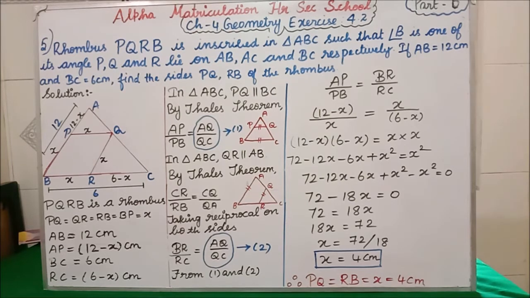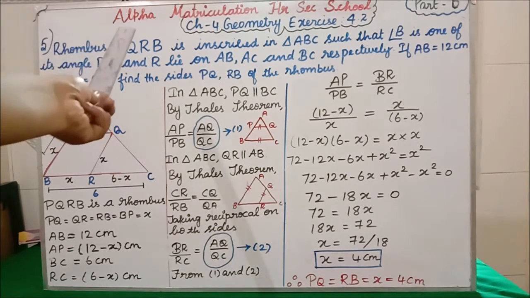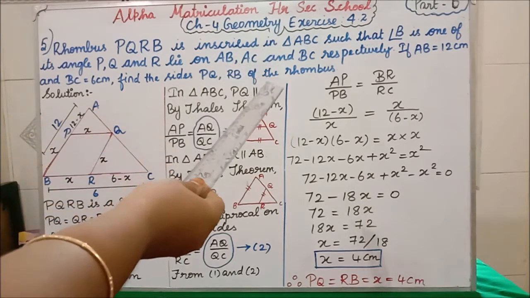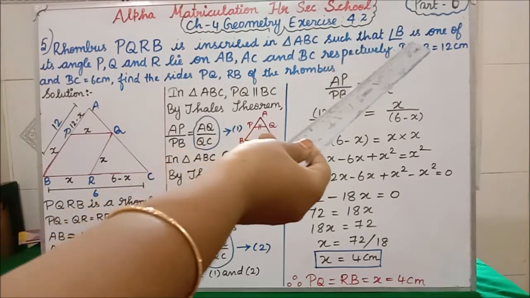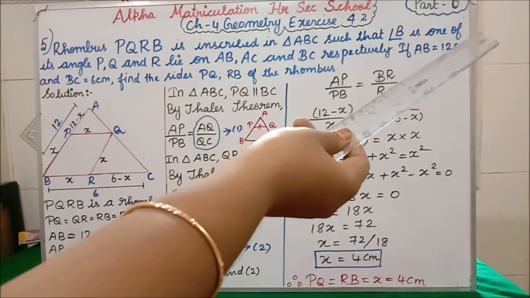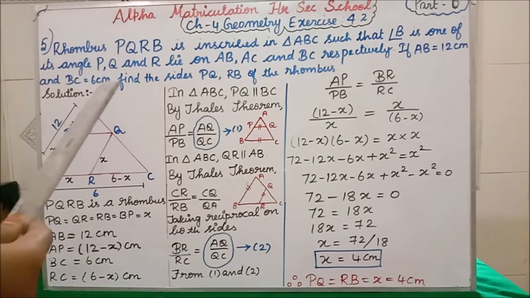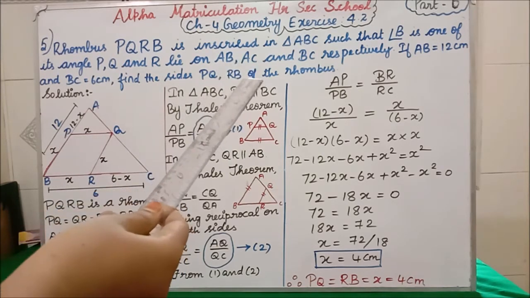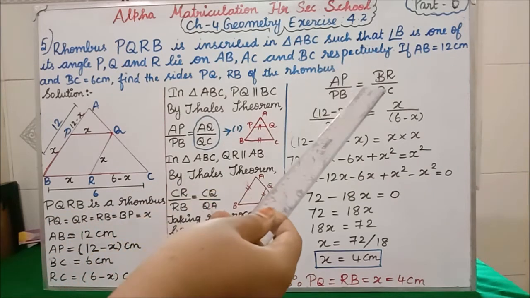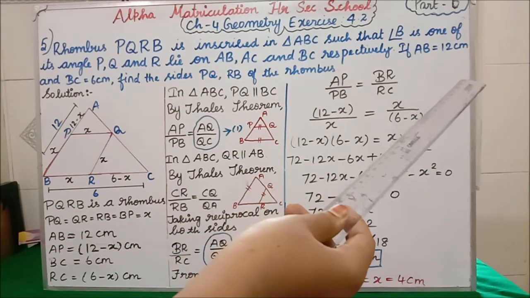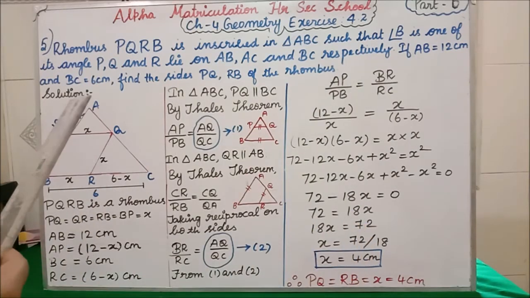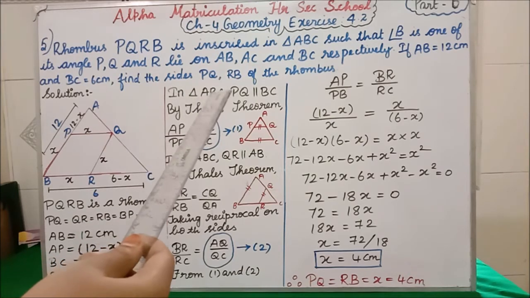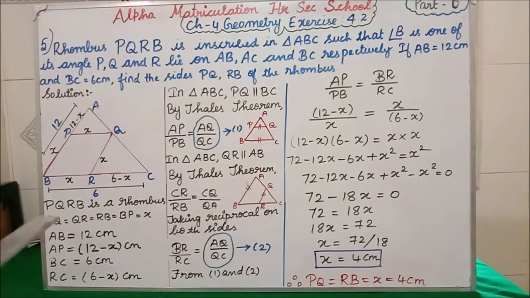The question is, rhombus PQRB is inscribed in triangle ABC such that angle B is one of its angles. P, Q and R lie on AB, AC and BC respectively. If AB equal to 12 centimeter and BC equal to 6 centimeter, find the sides PQ or RB of the rhombus.